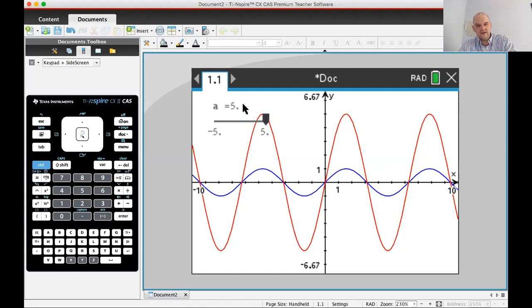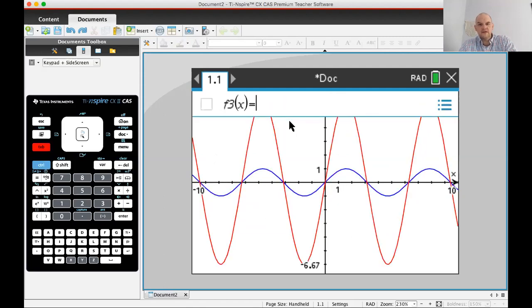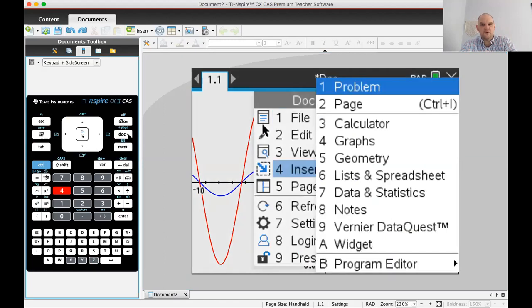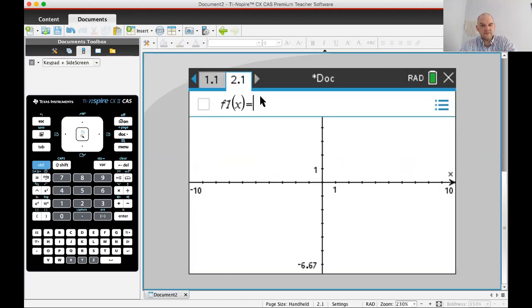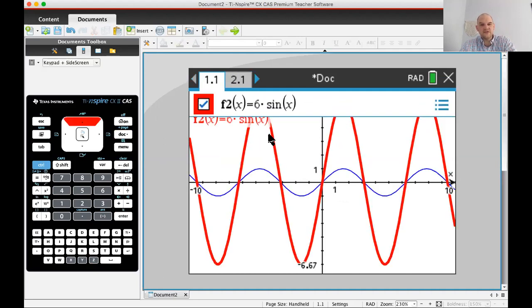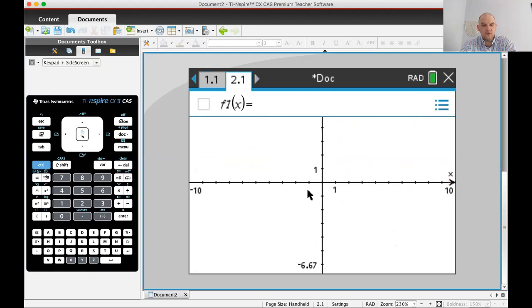What can I undo? I'd like to get rid of this slider, actually. So there we go. Okay, so now I'm going to press doc, option 4, option 1 for new problem. And then I'm going to put in another graph page. And you can see this is 1.1, and these were functions F1 and F2. And then if I press control and to the right, now I'm in 2.1 and I can reuse F1 again.